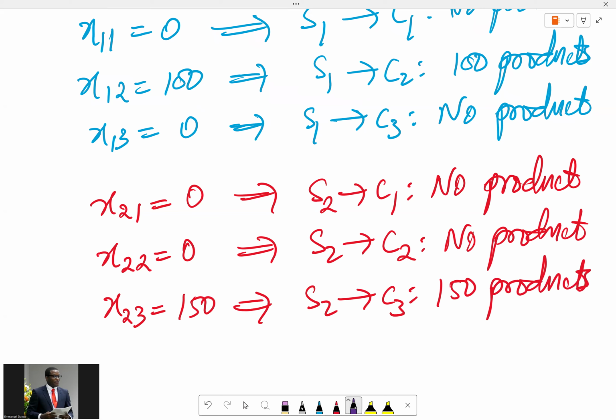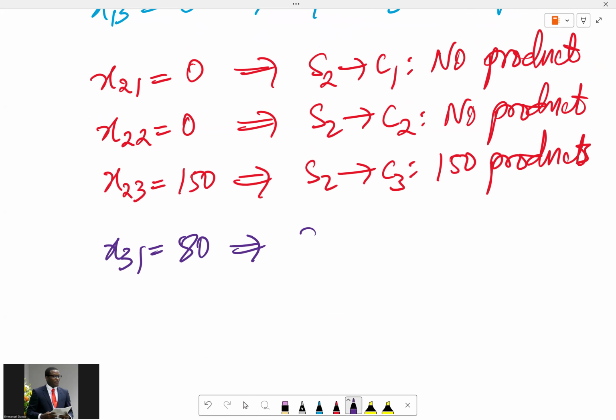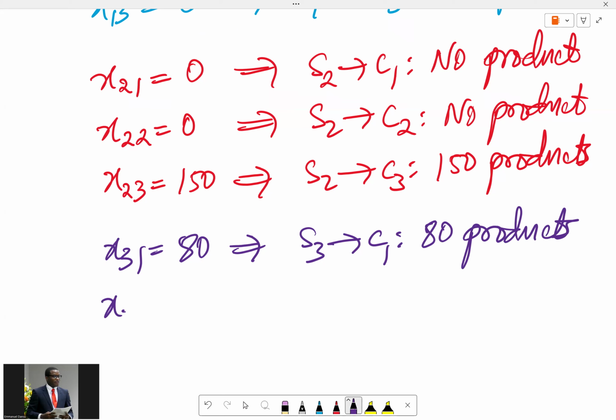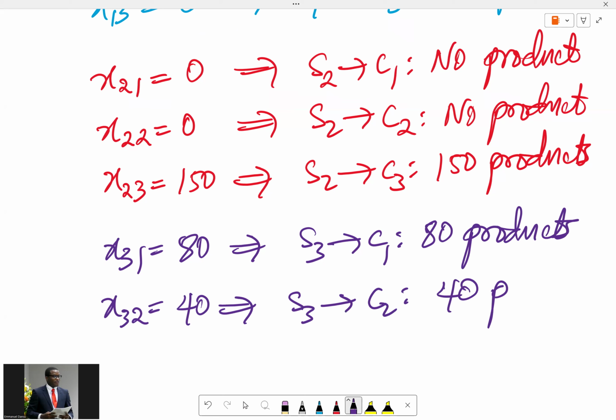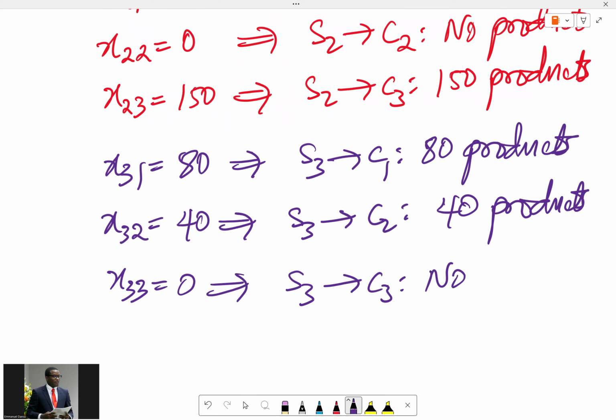Then we have the last set of variables. So x31 is equal to 80. That simply means that from supplier 3 to consumer 1, you supply 80 products. Then x32 is equal to 40. That means that from supplier 3 to consumer 2, supply 40 products. Then x33 lastly is equal to 0. That means that from supplier 3 to consumer 3, no product.